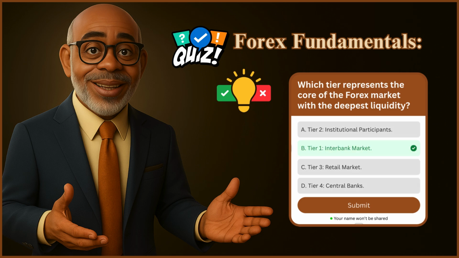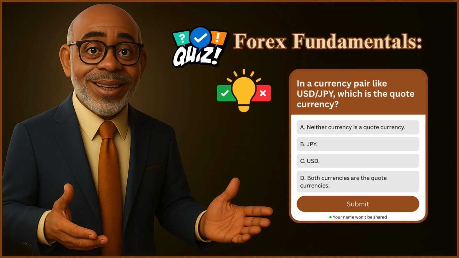The correct answer is B, Tier 1, the interbank market. This is where the largest banks and financial institutions trade directly with one another, creating the deepest pool of liquidity in the entire Forex market. All other tiers depend on this one for pricing.